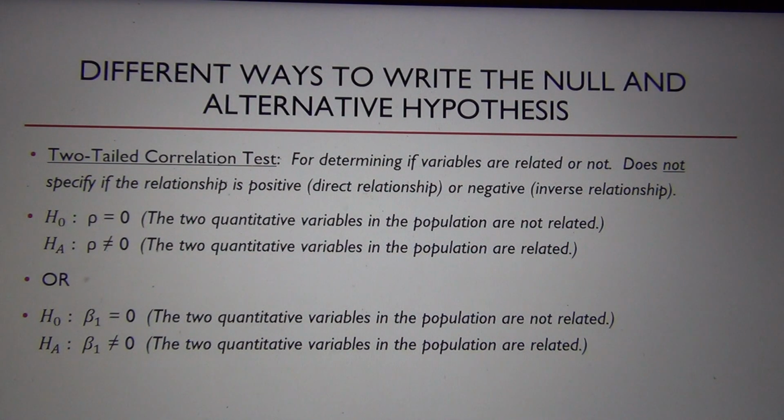And again, that goes with slope as well. So if the population slope beta 1 is 0, then the two quantitative variables in the population are not related. And if the slope is significantly positive or negative, in other words, beta 1 is not equal to 0, then the quantitative variables are related.